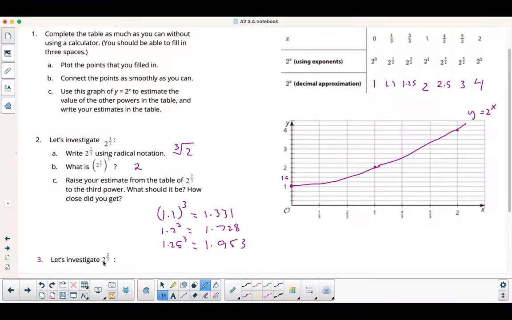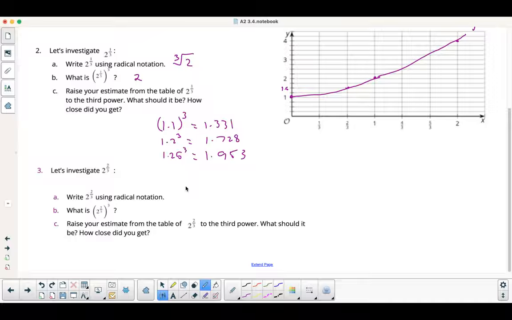So let's investigate 2 to the 2/3. I got it right here at like 1.5. Write 2 to the 2/3 using radical notation. So power root, right? Or you could say cubed root of 2 squared. If I cube it, you multiply, so it's 2/3 times 3. So I get 2 squared, which should be 4.